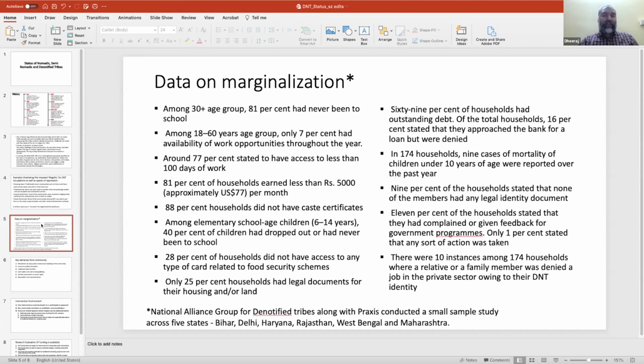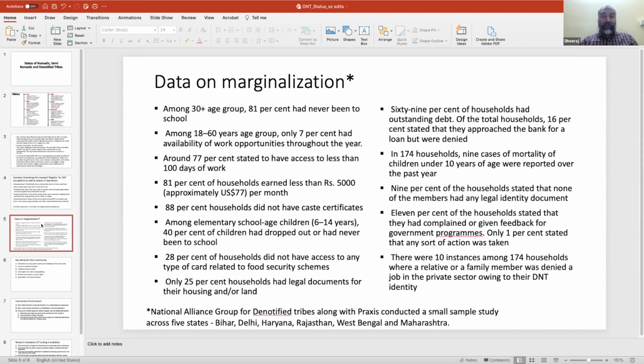In the 30 plus age group, almost 81% of the population had never been to school. Talking of the 18 to 60 years age group, only 77% of the population talk about having availability of work throughout the year. Then around 77% stated that they don't have access to work, so they have access to work for less than 100 days in a year.